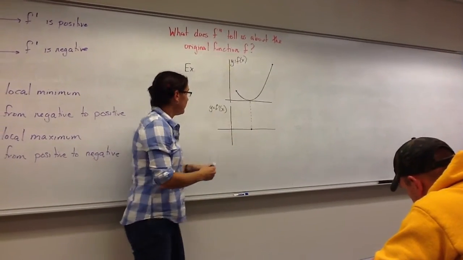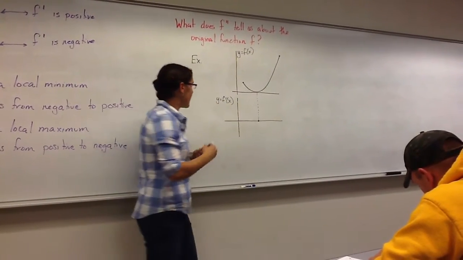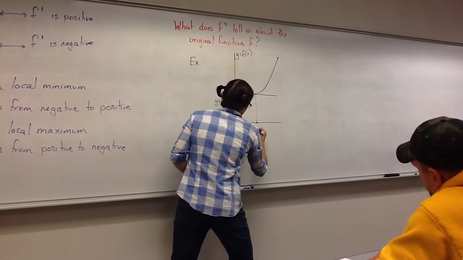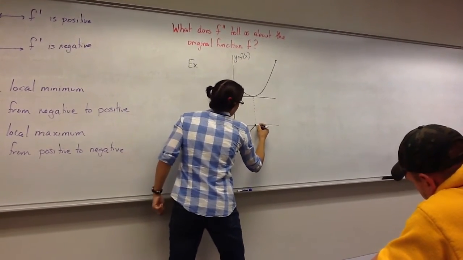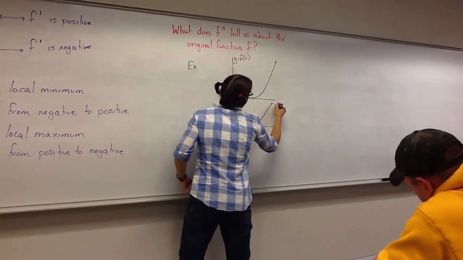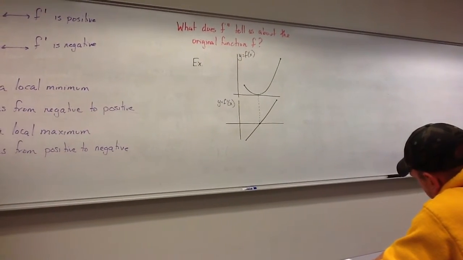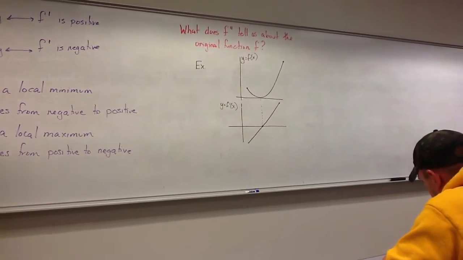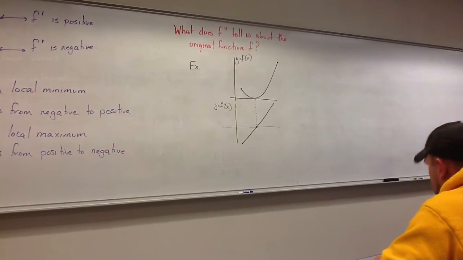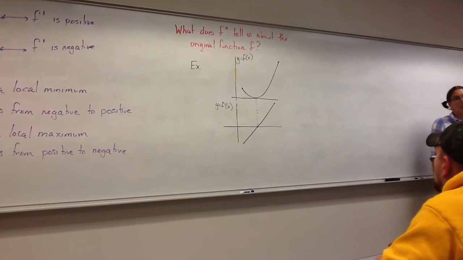Now before that point, f is decreasing, so f prime will be below the x-axis. And after this point, f is increasing, so f prime will be above the x-axis. Okay, any questions about the picture of f prime?